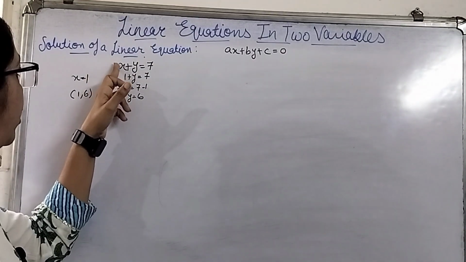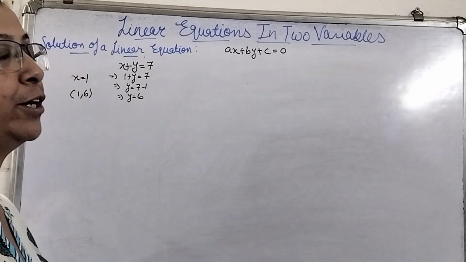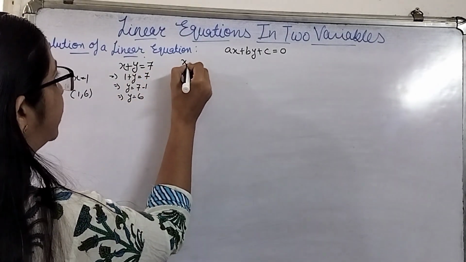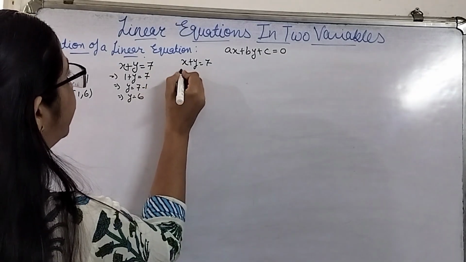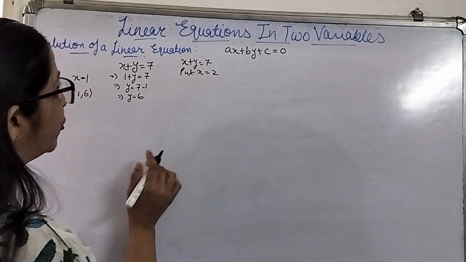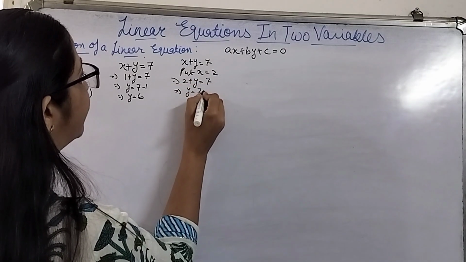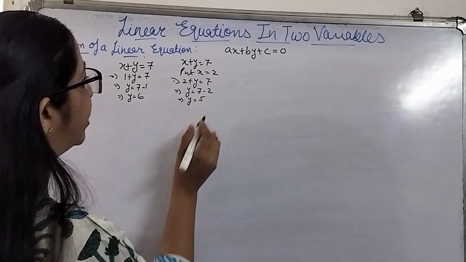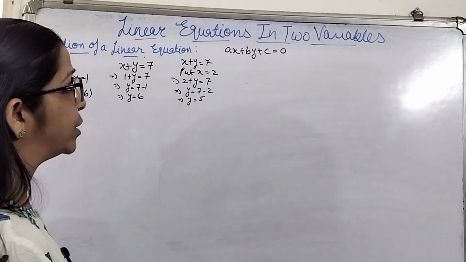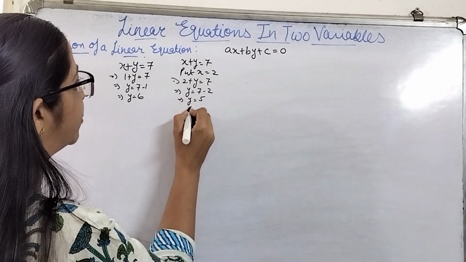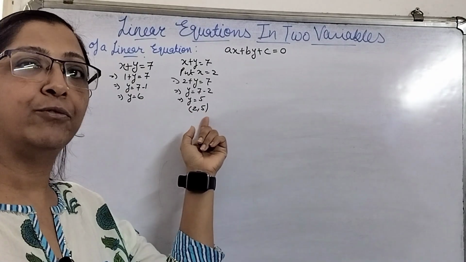If we keep x equivalent to 1 and y equivalent to 6, it is going to satisfy the equation. Your LHS will become equivalent to your RHS. Now in the same equation, instead of 1, I am going to keep x equivalent to 2. So this equation will become 2 plus y equivalent to 7. That means y will be 7 minus 2, or we can say y will be 5. That means another pair of values of x and y for which your equation will become true, or which will be a solution of the equation, is 2 comma 5, where 2 is the value of x and 5 is the value of y.